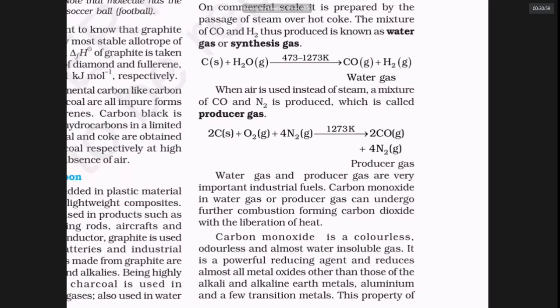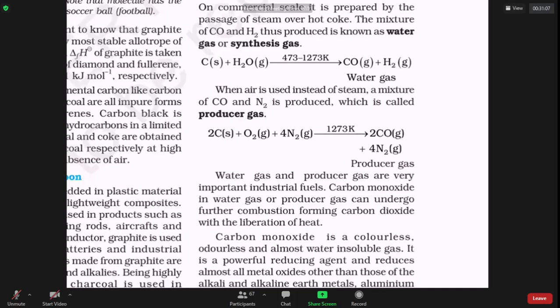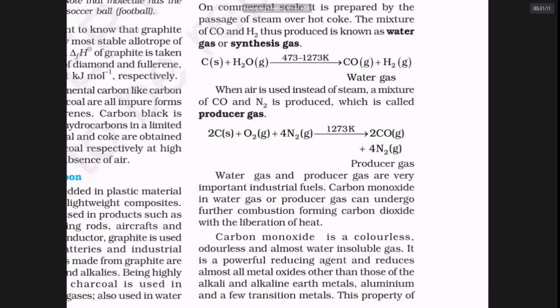There is something called formic acid. When formic acid reacts with sulfuric acid, you get carbon monoxide. When oxalic acid reacts with sulfuric acid, you get carbon monoxide and carbon dioxide. So carbon monoxide is a strange gas, not soluble in water.